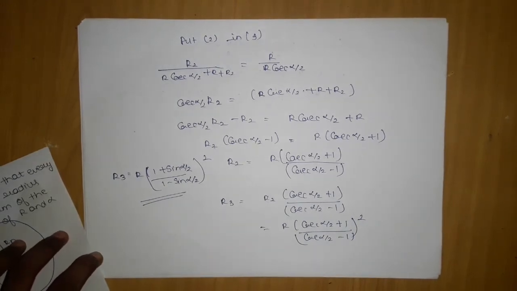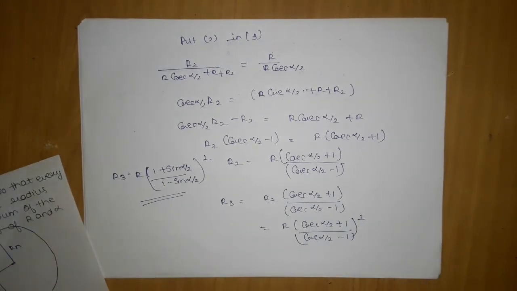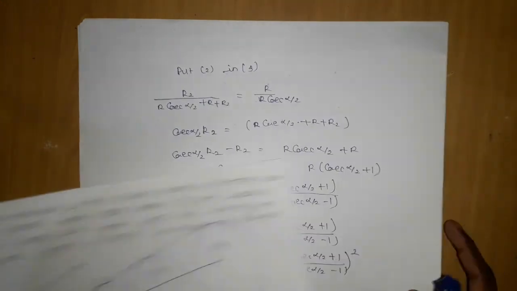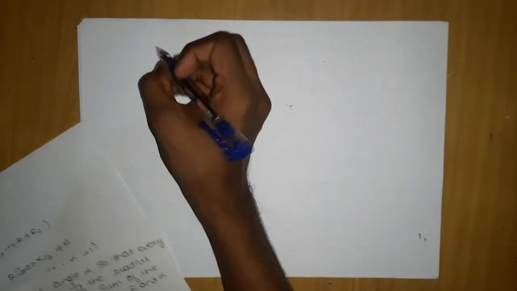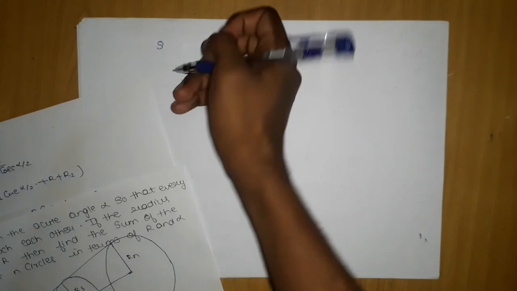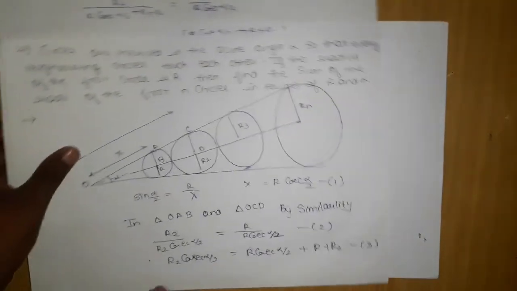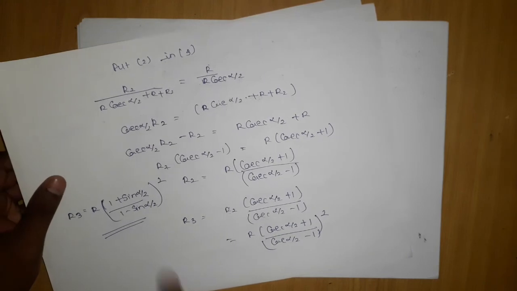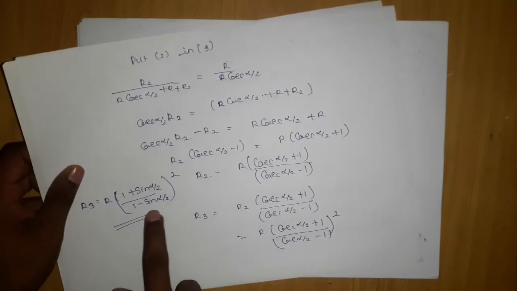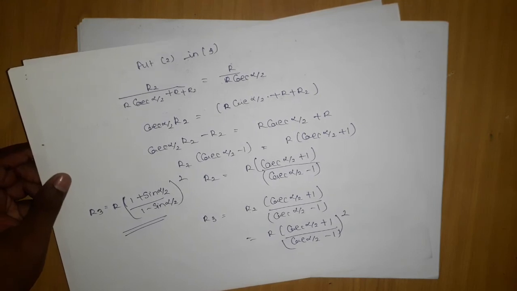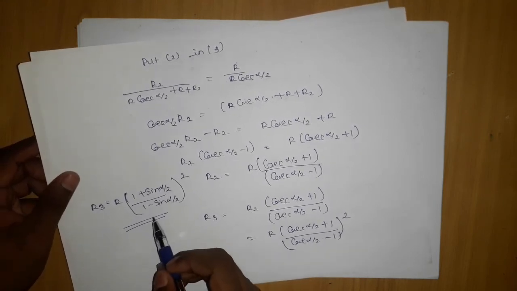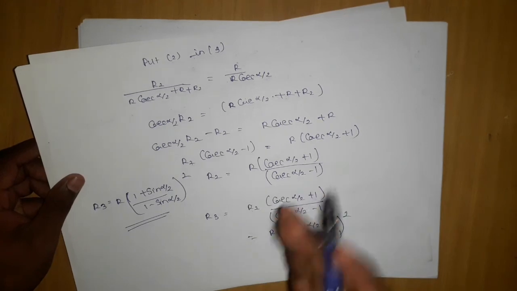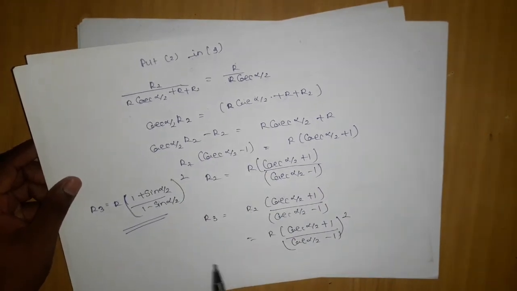Now similarly it will go until n. When it goes until n, if I just observe the pattern, the first radius is this, the second is r square, and the nth will be nothing but r into 1 plus sine alpha by 2 upon 1 minus sine alpha by 2, power n. So my main objective is to tell you that it is a GP with a common ratio of 1 plus sine alpha by 2 upon 1 minus sine alpha by 2.